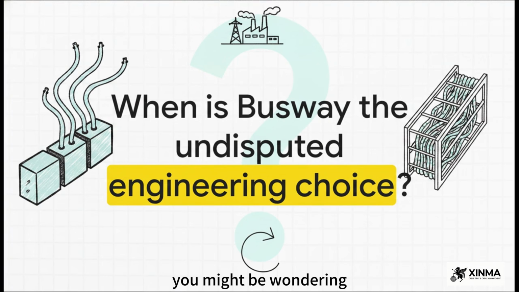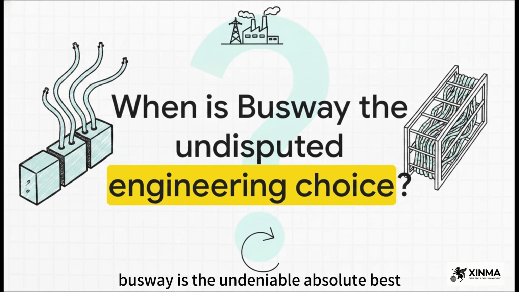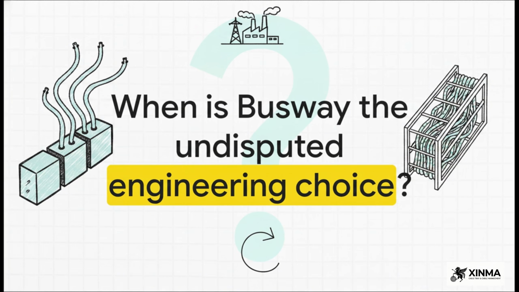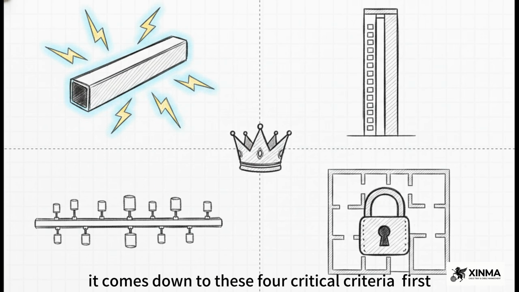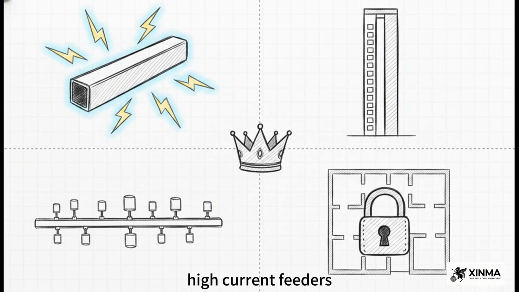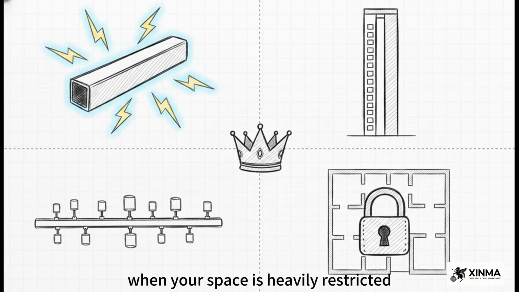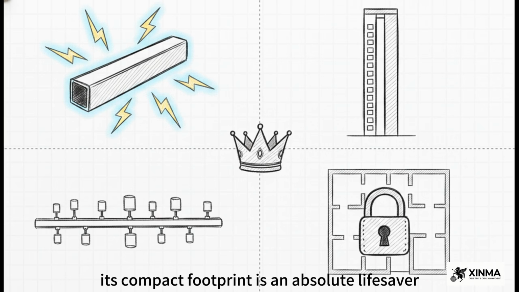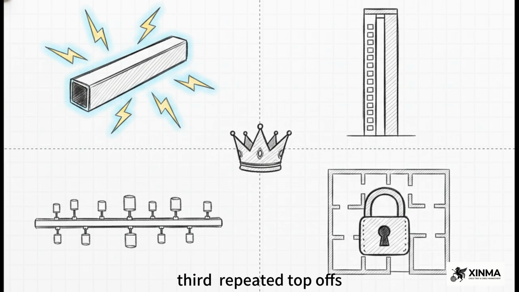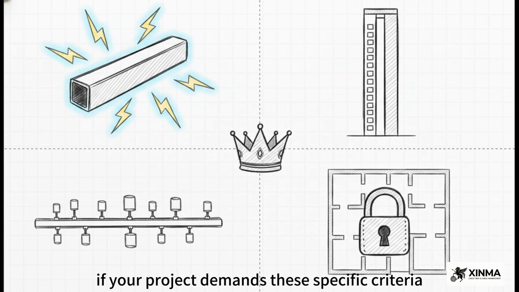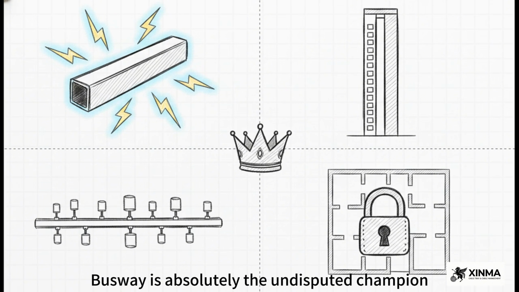You might be wondering, what are the specific scenarios where busway is the undeniable, absolute best choice for your engineering project? It comes down to these 4 critical criteria. First, high current feeders. When you have massive power demands, busway's efficiency is just unmatched. Second, tight risers. When your space is heavily restricted, its compact footprint is an absolute lifesaver. Third, repeated top-offs. And finally, stable layouts. If your project demands these specific criteria, busway is absolutely the undisputed champion.